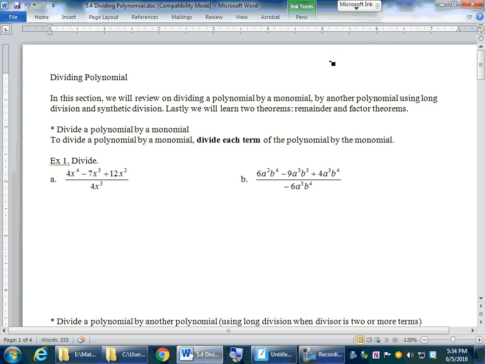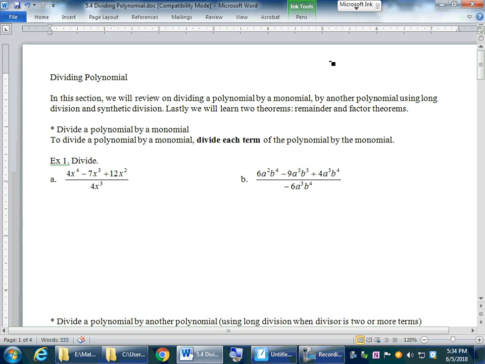5.4 Dividing Polynomials. In this section, we're going to review how to divide by a monomial and divide by a polynomial in long division, and also synthetic division, which only applies to a linear divisor in a specific format, and the remainder theorem and factor theorem at last.